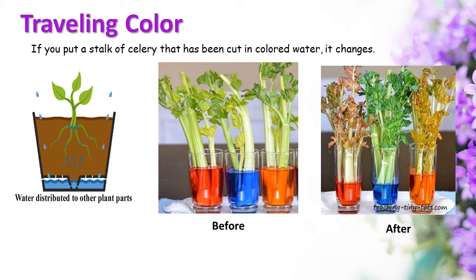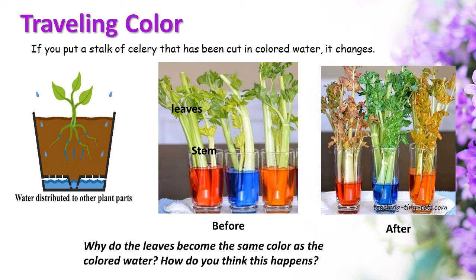Okay, so think of the plant part, guys. Let's see if your answer is correct. So obviously, we have the stem and the leaves. Now look at the after picture. Why do you think, guys, the leaves become the same color as the colored water? And how do you think this happens?